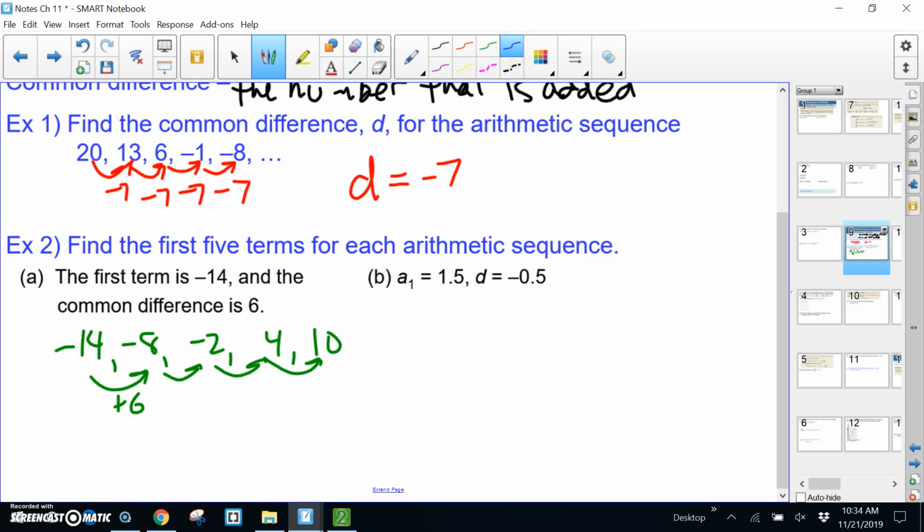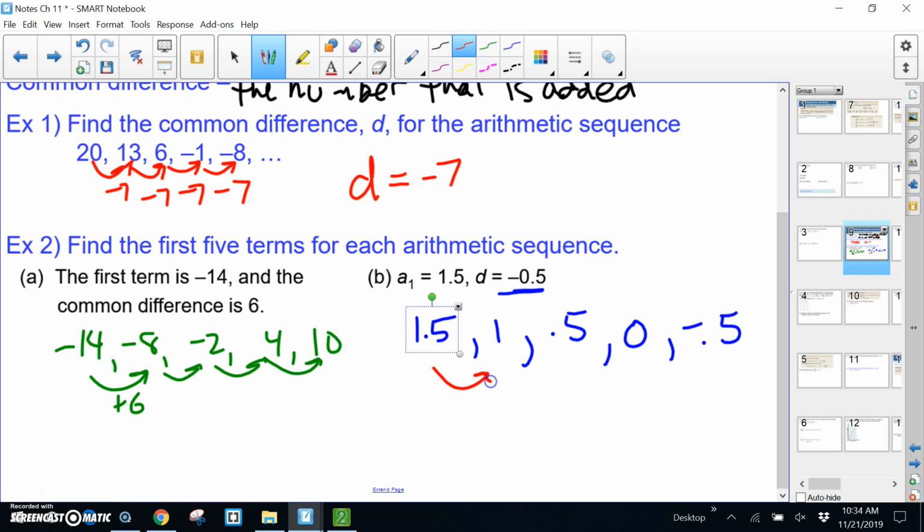Next one, you've got a decimal. A1 is 1.5, so that's where we start. And we're going to add negative 0.5. That's your common difference. So if you add negative 0.5, you'll have 1. And if you do it again, you'll have 0.5. If you do it again, you'll have 0. And if you do it again, you'll have negative 0.5. So again, all I'm doing here is adding negative 0.5 again and again and again.